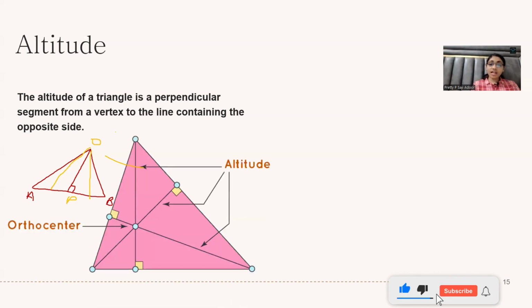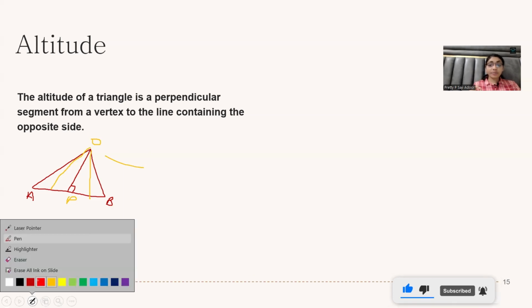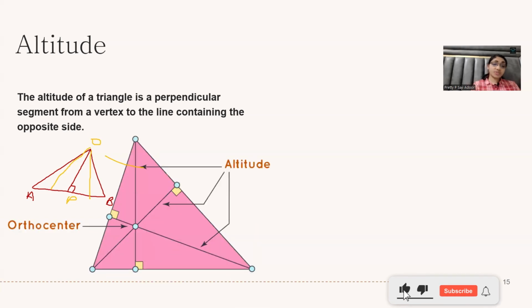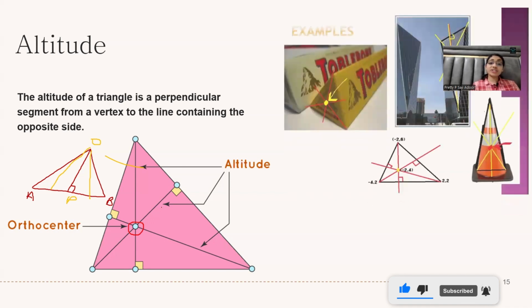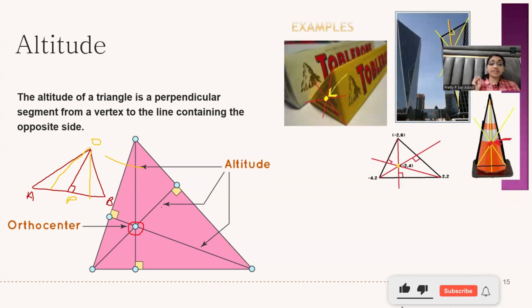And if all the altitudes come together, then the point is called what? Orthocenter. The point where all the altitudes meet is called the orthocenter. Fine. So we can use altitude everywhere, because it makes a 90-degree angle, and for finding area and everything we use it. So it is one of the important terms in triangles.